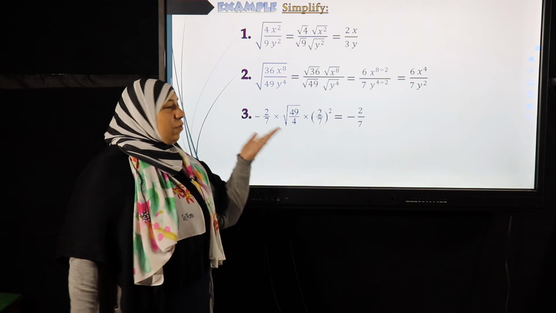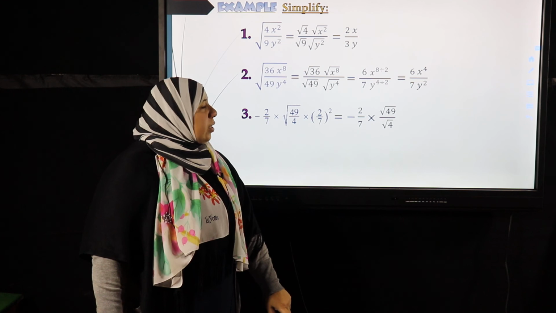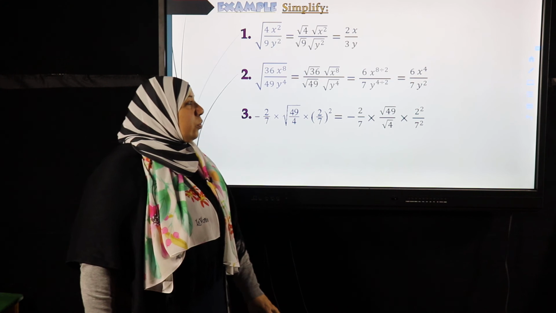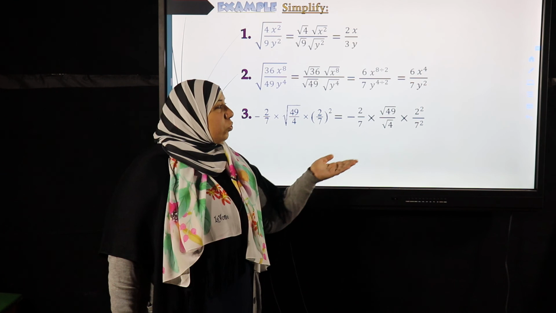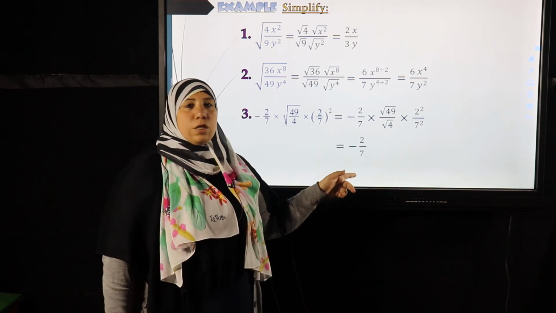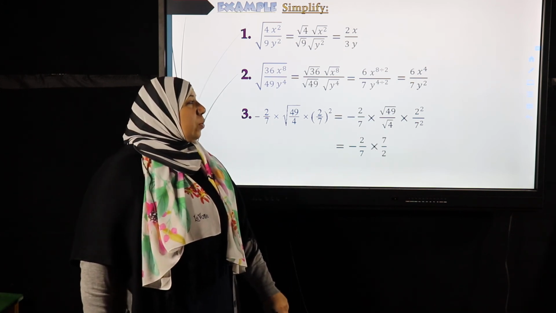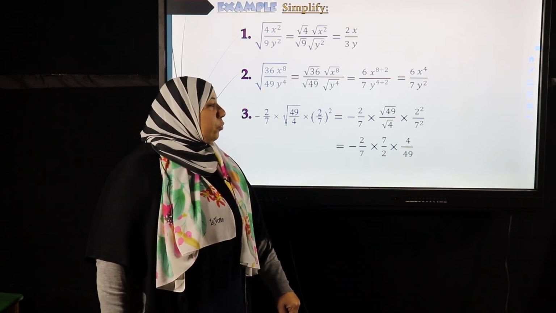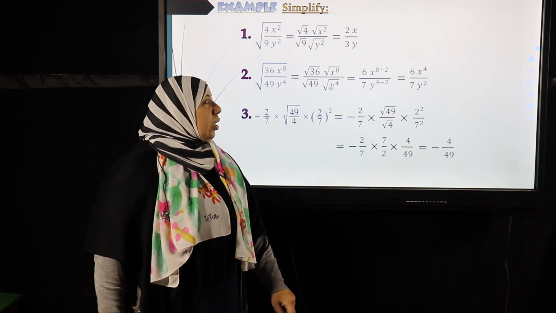So negative 2 over 7, there is nothing to do. Here we distribute the root up and down, and here we distribute the power up and down. So negative 2 over 7 times square root 49 over square root 4, times 2 power 2 times 7 power 2. This number again, there is nothing to do. Using the calculator, 49 over square root 4 equals 7 over 2. 2 power 2 times 7 power 2 equals 4 over 49, giving negative 4 over 49 using the calculator.